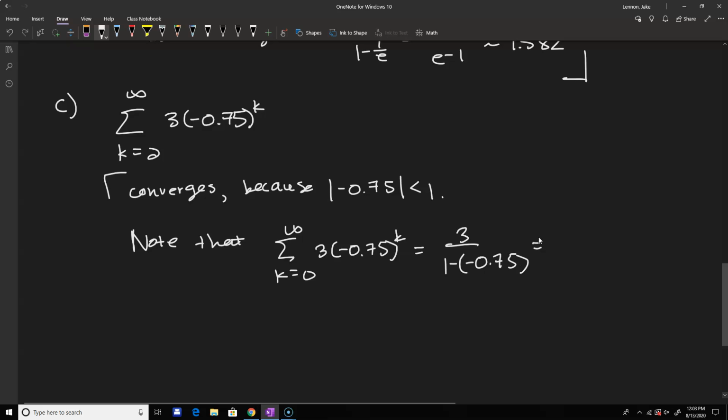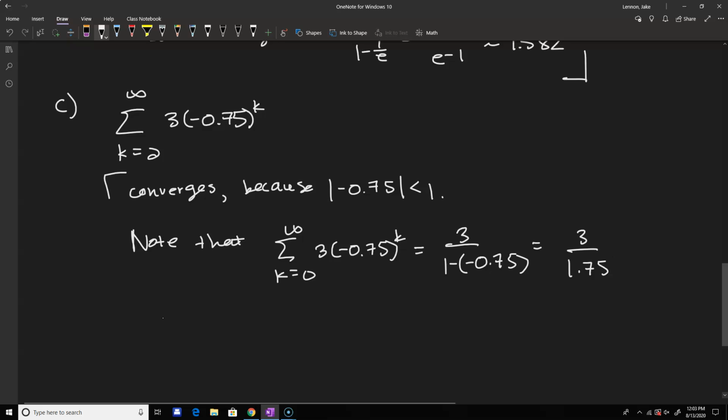So what would that converge to? That would converge to 3 divided by 1.75. So what is going on there? Well, we just have to figure out what those first two terms are and then take them away because they're not included. So what would the first term be?